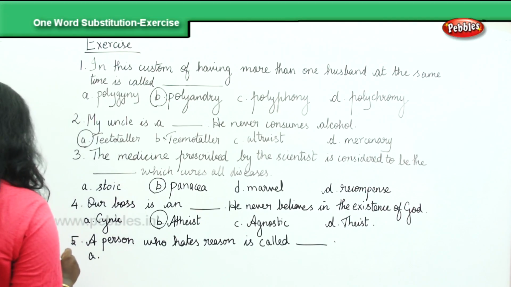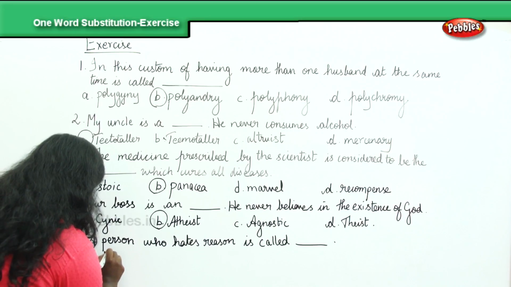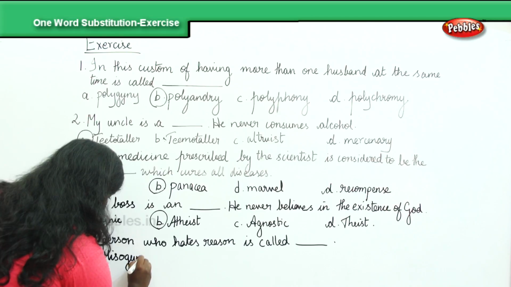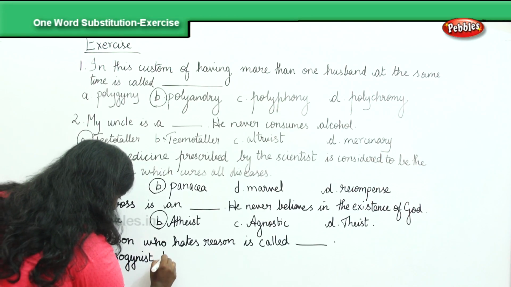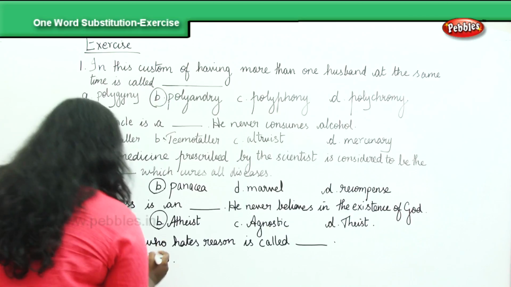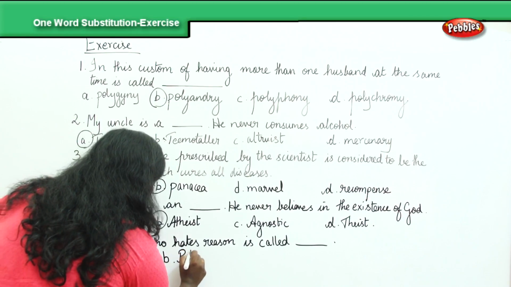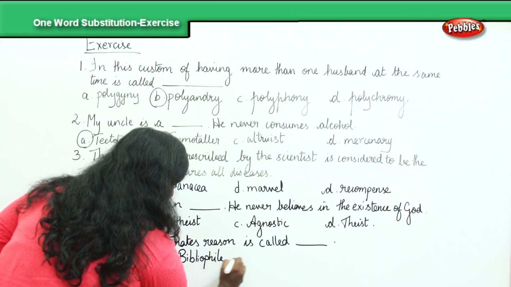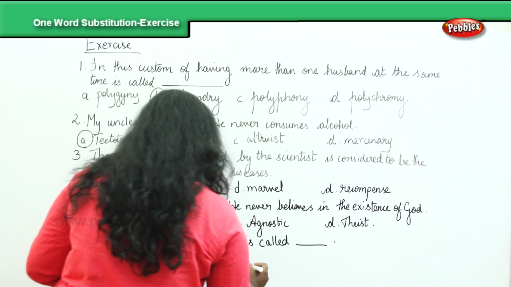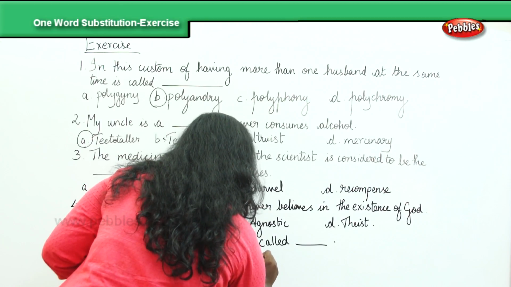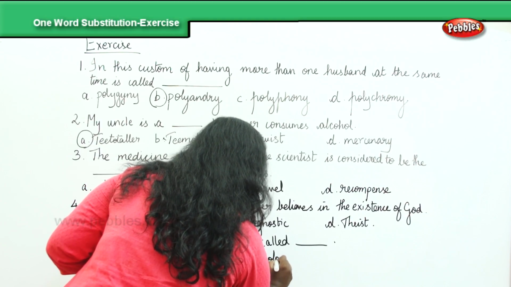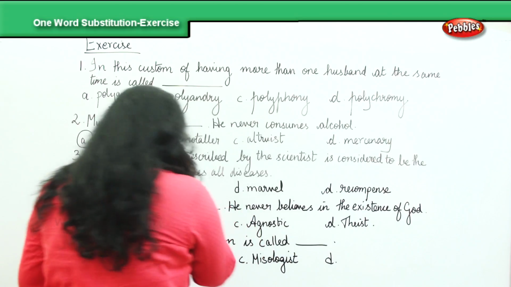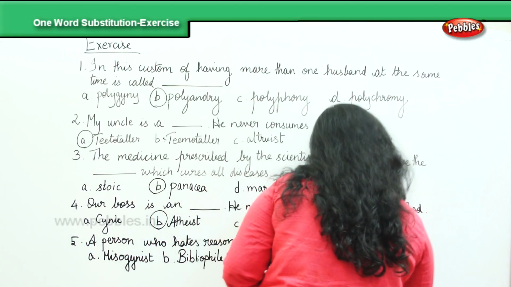Option A, misogynist. Option B, bibliophile. Option C, mythologist. And option D, misanthropist.